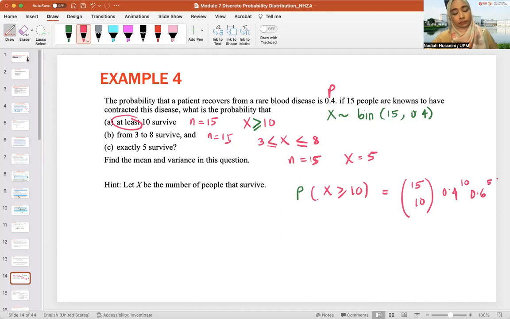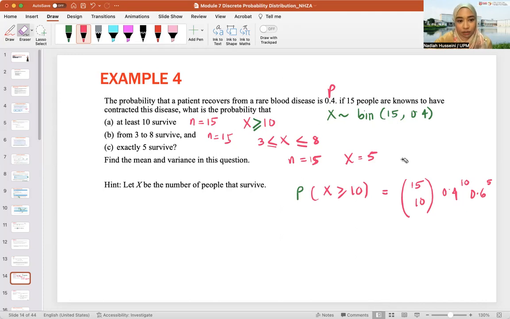Is this correct? Is this correct or not? For A. Come on, guys. This is 15 choose 10. Is this correct or not? Yes. Why is it correct? So no one knows? Okay.